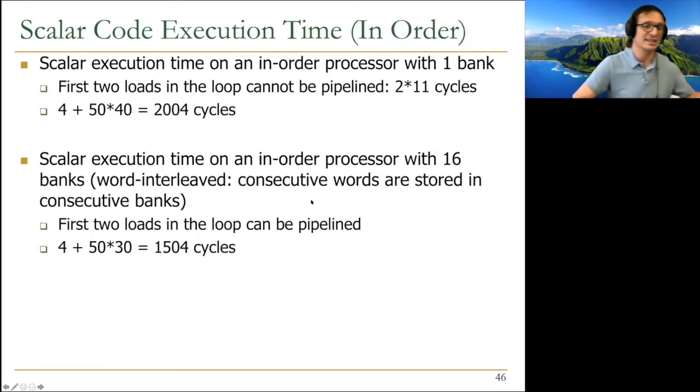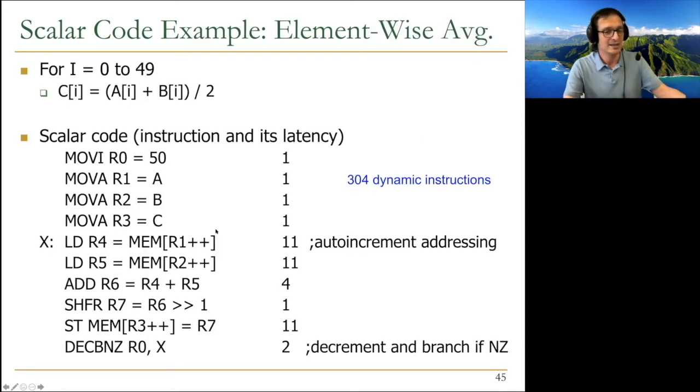Okay, that's easy. Now, if you have a scalar execution time on an in-order processor with 16 banks, word interleaved, meaning consecutive words are stored in consecutive banks, now you can parallelize, or pipeline, the first two loads in the loop, right? Basically, these are independent loads, because they're accessing different locations, clearly. What you can do is start the first load in the first cycle, and start the next load in the next cycle, right? That way you can overlap the latency of the first load's 10 cycles with the latency of this 11 cycles.